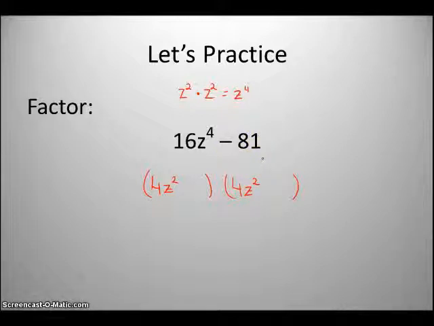81. Can I take the square root of 81? That's right, it's 9. So I'm going to have plus 9, minus 9. Now some of you may be going, oh, you always put the positive first and then the negative? It doesn't really matter. If you were to write your answer as 4z squared minus 9 times 4z squared plus 9, that's just as correct as what I wrote. I'm just in the habit of writing my positive number first.